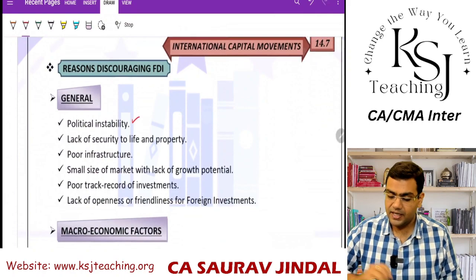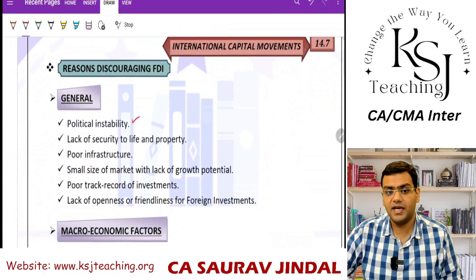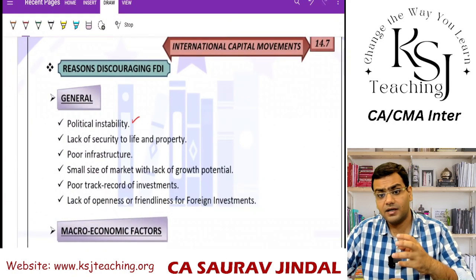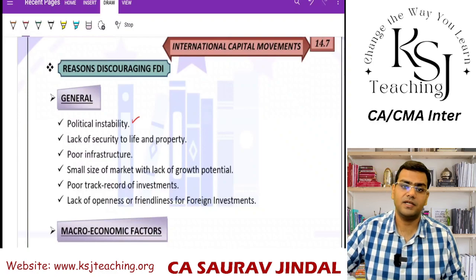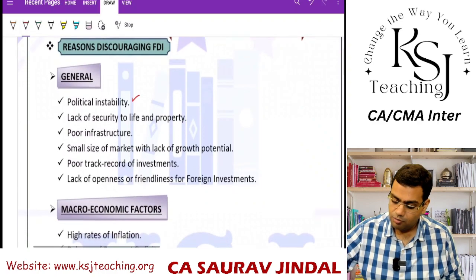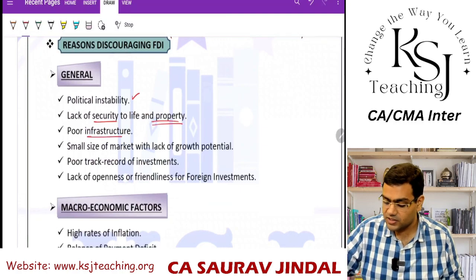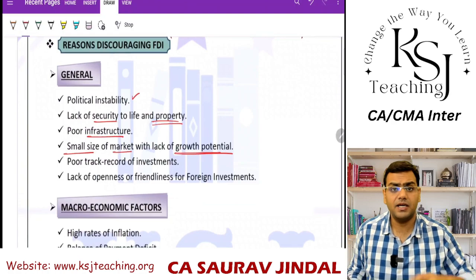Political instability. If there is political instability, then the FDI should not be there. It is not why FDI is not good. It is what discourages the foreign investors to invest in the country. Political instability, lack of security to life and property, poor infrastructure, small size of the market with a lack of growth potential.